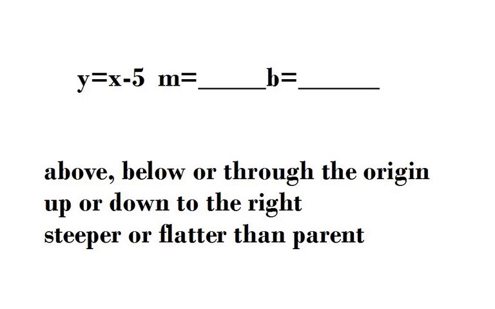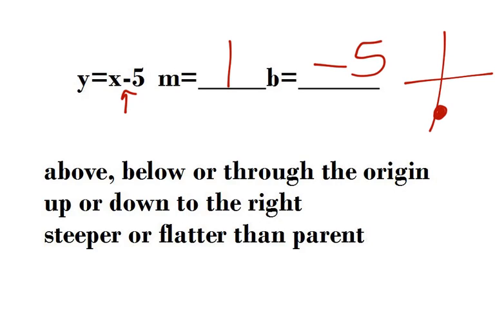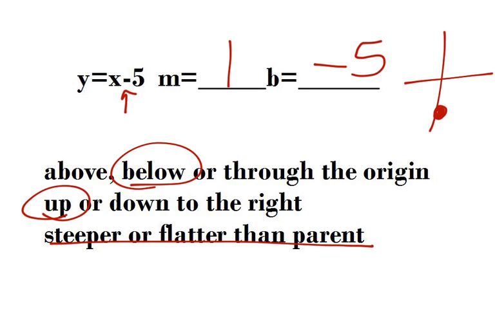Y equals x minus 5. My slope is the number in front of x, so it's 1. My y-intercept is negative 5. Make sure you use this sign with it. Negative 5, if I were to put it on the y-axis, is down there, that is below the origin because it's negative. My slope is positive, so it's going to go up to the right. My slope is 1. When I compare that to 1, it's the same thing, so it's not steeper and it's not flatter. I'm just going to draw a line through that.